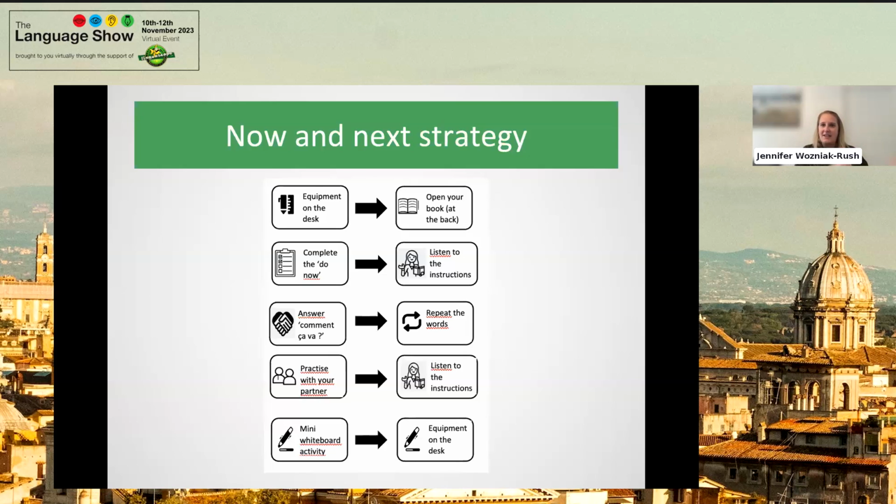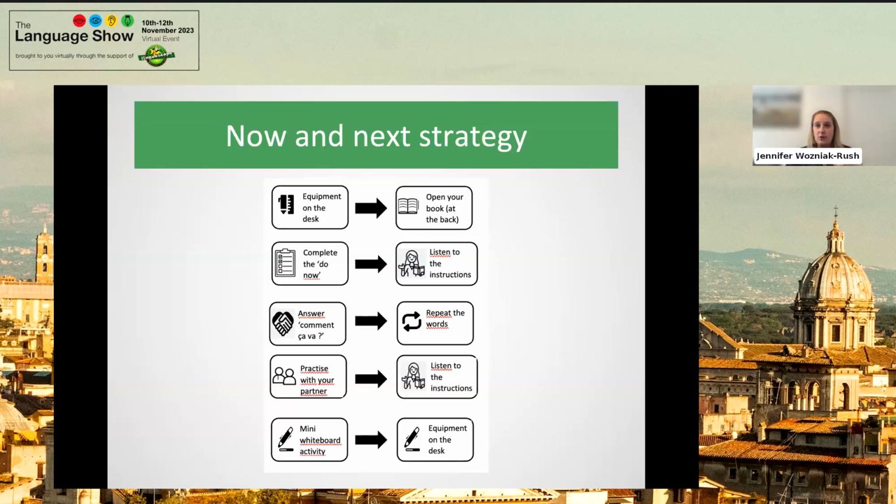So they know that as soon as they come in, the pupils need to put equipment on the desk, open their book, complete the do now task. Then they know that I'm going to give them some instructions. They know then that we do the greetings, so comment ça va or cómo estás in Spanish. Then they know that we're going to introduce some vocabulary.